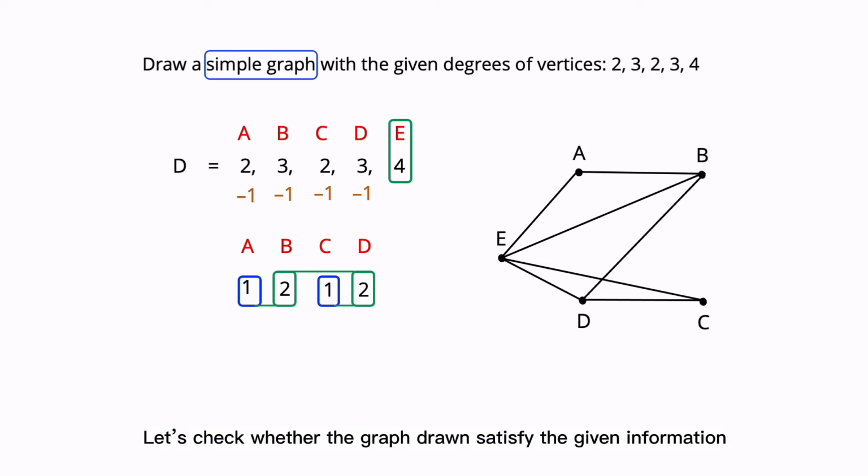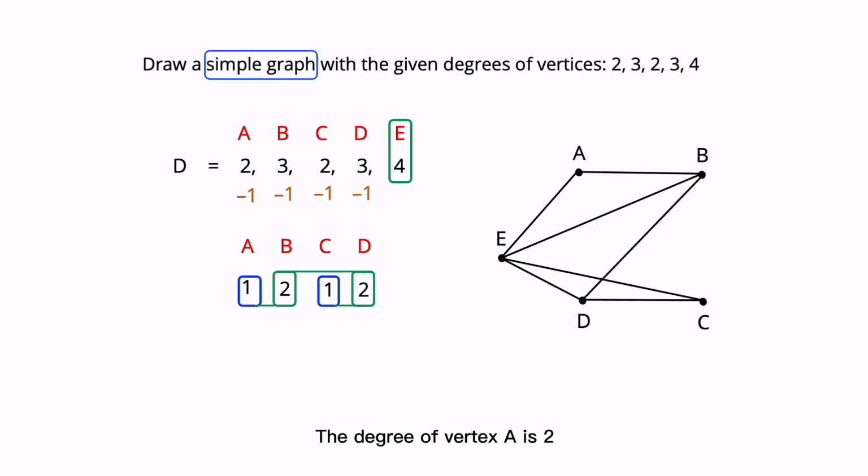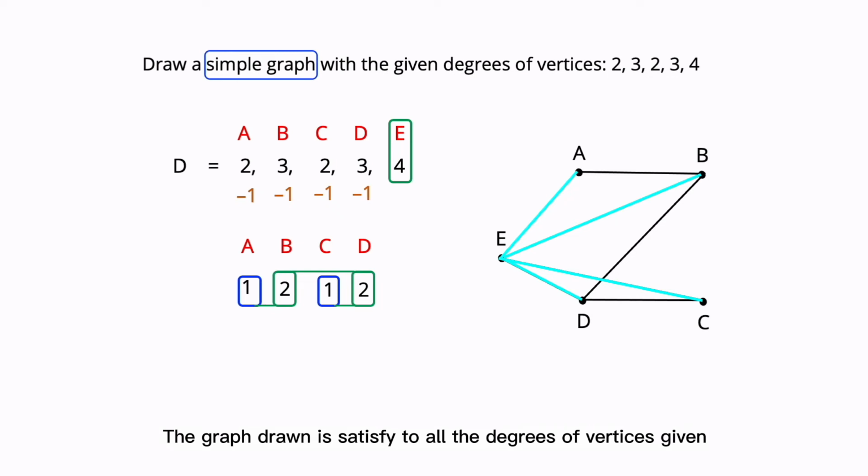Let's check whether the graph drawn satisfies the given information. The degree of vertex A is 2, 2 edges coming out from vertex A. The degree of vertex B is 3, 3 edges coming out from vertex B. The degree of vertex C is 2, 2 edges coming out from vertex C. The degree of vertex D is 3, 3 edges coming out from vertex D. The degree of vertex E is 4, 4 edges coming out from vertex E. The graph drawn satisfies all the degrees of vertices given.